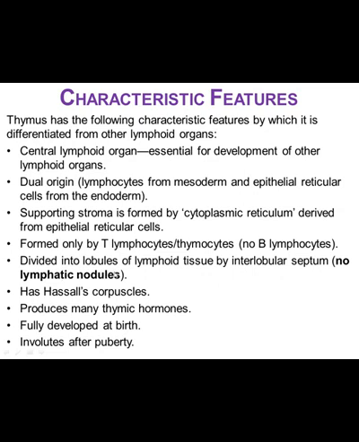It is divided into lobules of lymphoid tissue by interlobular septa. It has Hassall's corpuscles. It produces many thymic hormones. It is fully developed at birth, and it involutes after puberty.